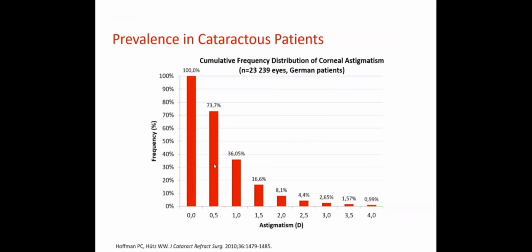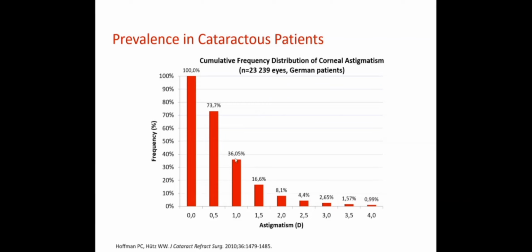Okay, so the prevalence of astigmatism. We're talking about regular astigmatism here, because regular astigmatism forms the bulk of the cases. Irregular astigmatism is quite rare, right? Occasionally you will still see it, but for regular astigmatism, you have quite a high rate of prevalence. So in this example, you can see that corneal astigmatism is quite prevalent in the population.